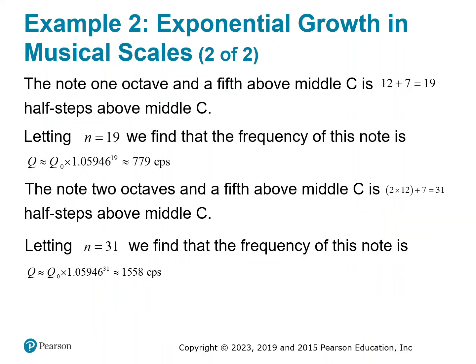The note 1 octave and a fifth above middle C is that 7 steps that we just saw, plus the 12 of the scale. So we get 19. So we'll use 19 as our exponent. Multiply 260 times 1.05946 to the power of 19, and I'll get 779 cycles per second. And then I can go 2 octaves and a fifth above middle C, and we'll end up with 1,558 cycles per second. That's a lot of movement on that string.